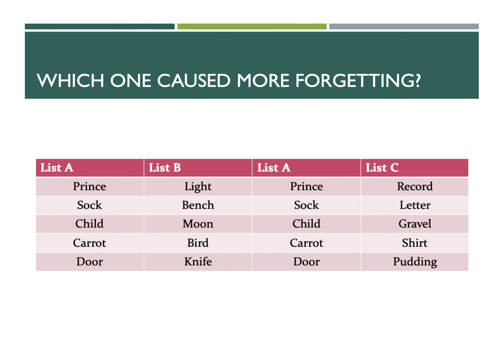If you remembered more from list C, then you experienced retroactive interference because your recently learned information interfered with your old information for list B, so you didn't recall as many from list B. If you forgot more from list C, so you remembered more from list B, you experienced proactive interference because your previous information for list B, which you remembered quite well, interfered with your new learning of list C.